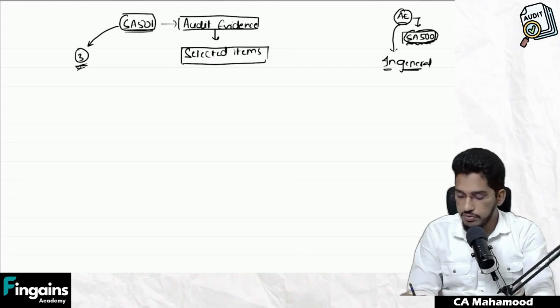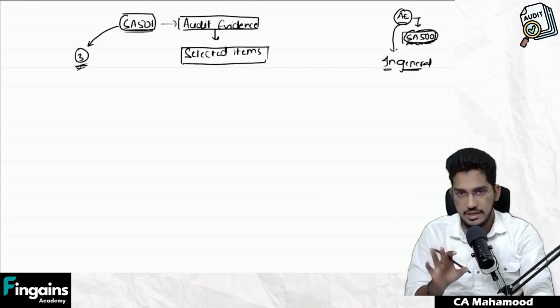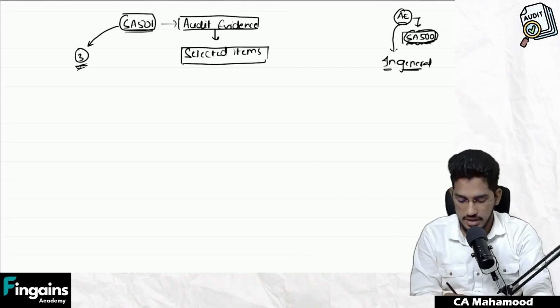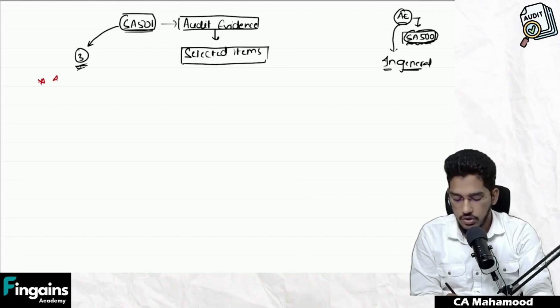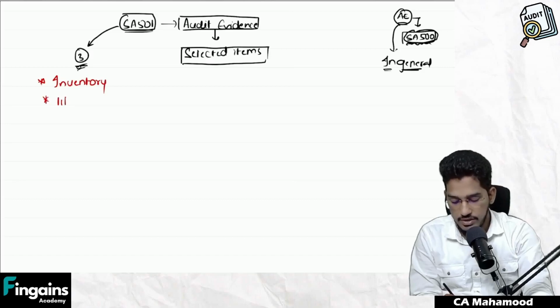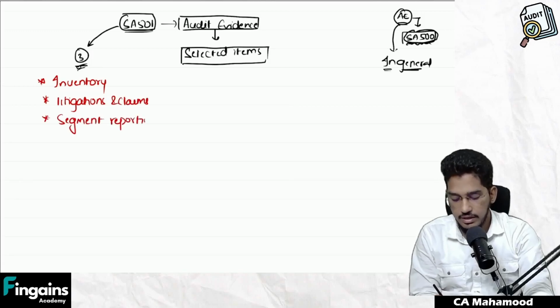First of all, let me put before you what are the three items that are selected regarding which specific considerations are given. Number one, in order to obtain evidence regarding inventory, existence and condition of inventory. Number two, litigations and claims. And number three is segment reporting. So these three are the items which are selected.